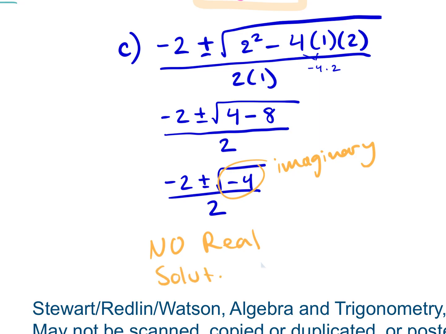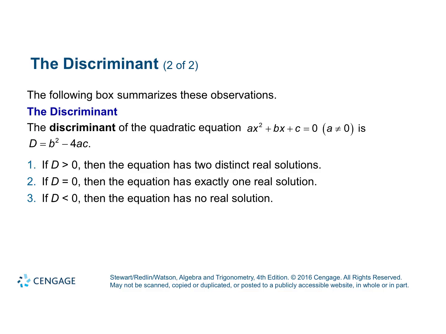If you have a negative under your square root after you subtract, so if you're left with a negative under the square root, your answer would be no real solution. WebAssign will tell you what exactly to write in. It'll have it in the directions. So it'll say, like, if there is no real solution, type in. It's either no solution or no real solution, but just make sure you read the directions for the homework.